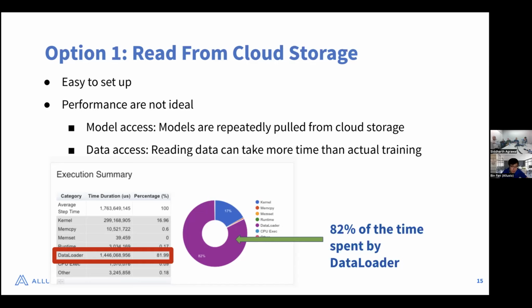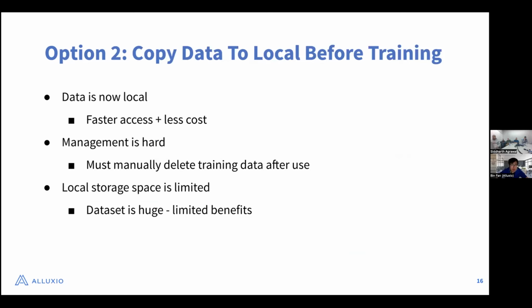Okay, so this is not the best use of cloud storage if you have a lot of small files, small images to train your model. And it could be the bottleneck from I/O. Option two, we also see often, especially for users running a relatively small training cluster, that they just copy the data to local before training. So data is now local, and you get fast access, as fast as local SSDs or local storage.